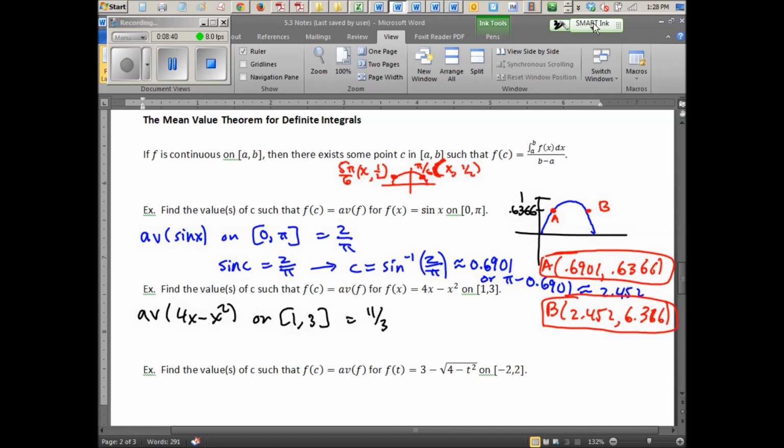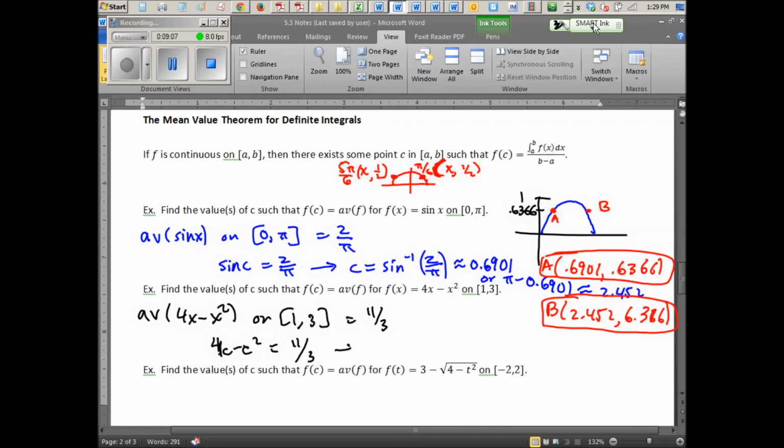11/3. That's right. So I'm going to take this function, 4x minus x squared, and I'm going to set it equal to 11/3. I believe there's a c value where 4c minus c squared is 11/3. There might even be more than one answer. I believe the function can actually equal 11/3. Okay, so I'm going to go ahead and have to solve this. I think I'm going to use the quadratic formula here probably.